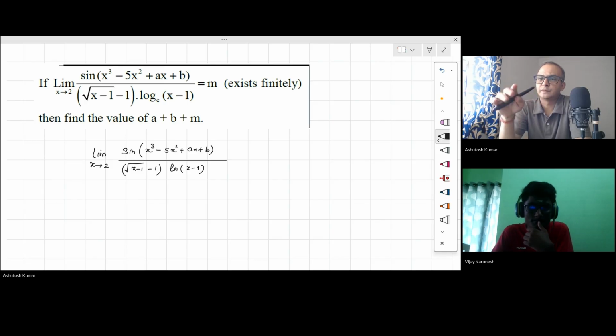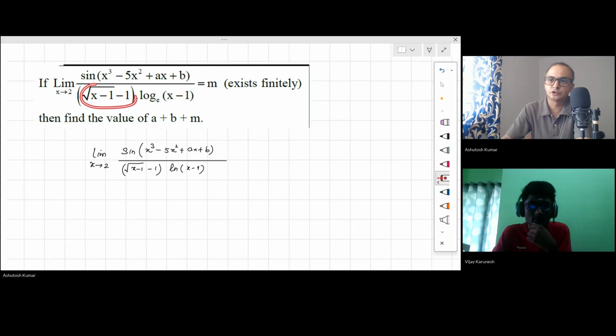It means that it must be 0 by 0 form, correct? Yes, sir. Because when you put x equals to 2 there, in the denominator this value is going to be 0, correct? And this value will also be 0. It means that this sine must be 0. Therefore, the angle must be 0.